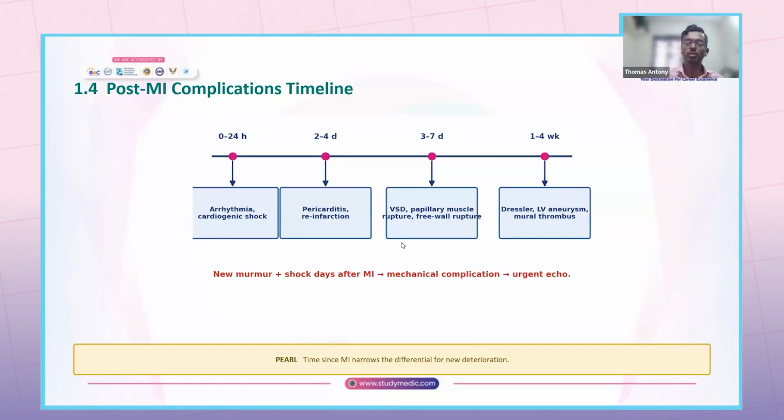New murmur with shock days after MI, think in terms of mechanical complications. So that is the concept. If there is a new onset murmur, especially days after, when it is unlikely to develop early, then you have to think in terms of mechanical complications like ruptures. In such cases, refer the patient for an urgent echo. The timeline is to narrow down the differential diagnosis first.